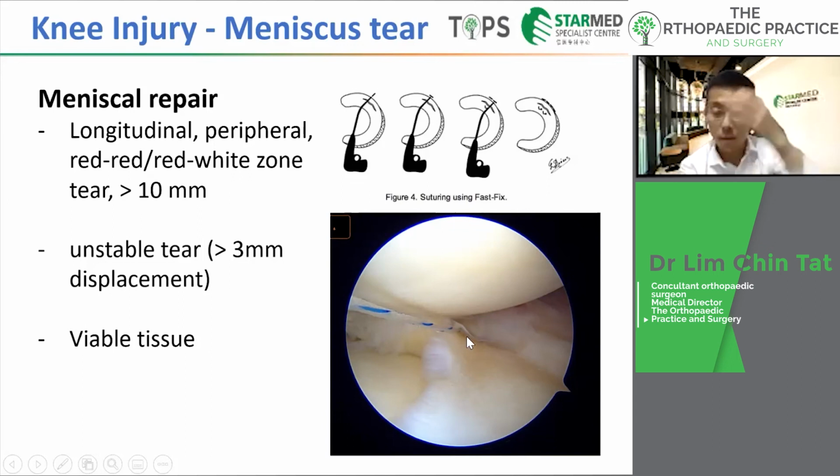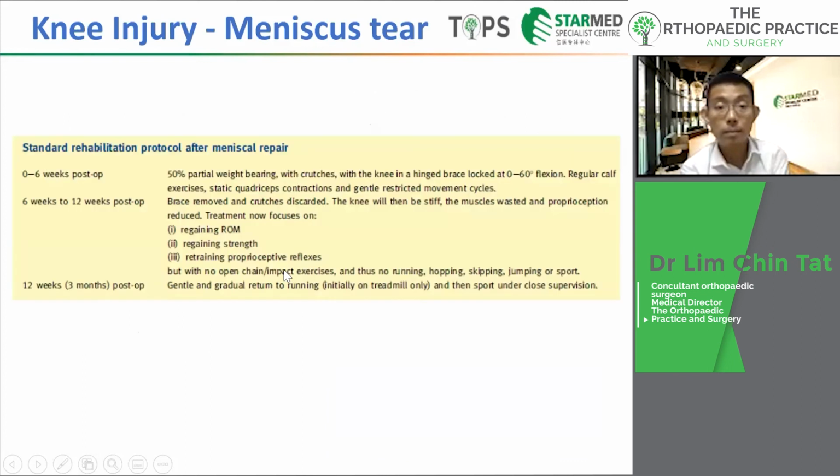If I cut it away, it'll be a disaster for the patient. So I repair it using a suture. I repair it to the back, and it's very stable after that. And again, you have to do physiotherapy after that. Most of the time after repair, we ask the patient not to step on it for at least 6 weeks to protect the repair.